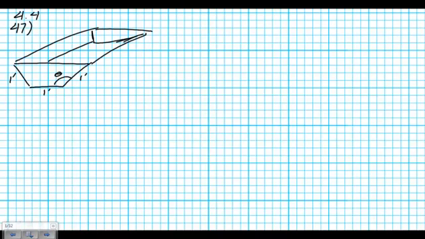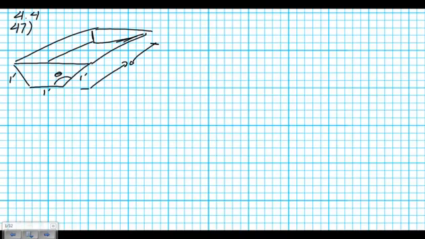Okay, so we have this trough, and this trough is 20 feet long. It's made up of 3 sides that are 1 foot apiece. The only thing we can vary is the angle at which the side walls come in, and our goal is to maximize the volume.